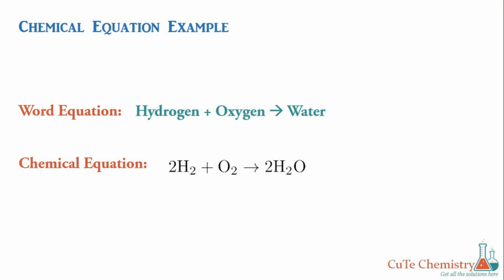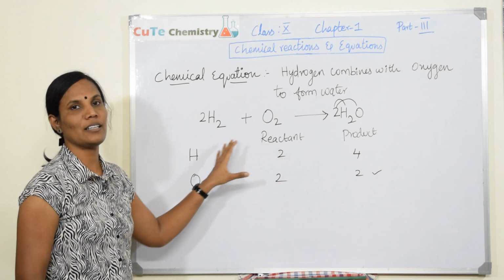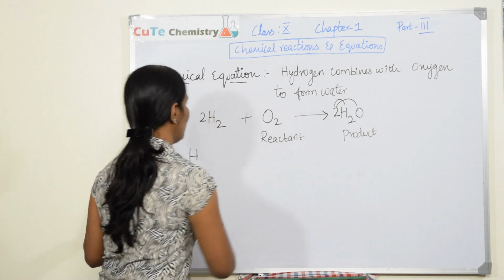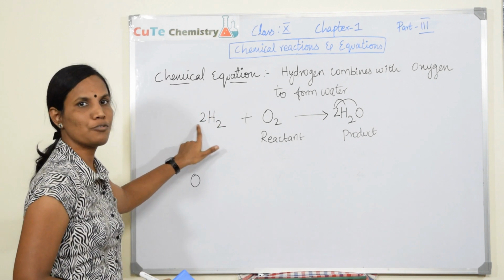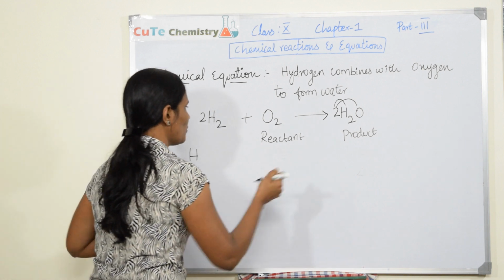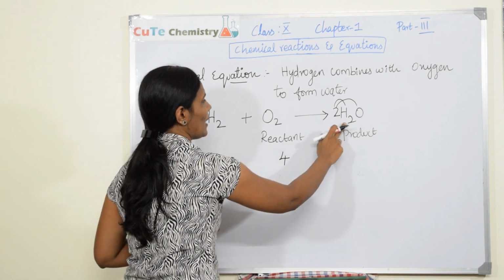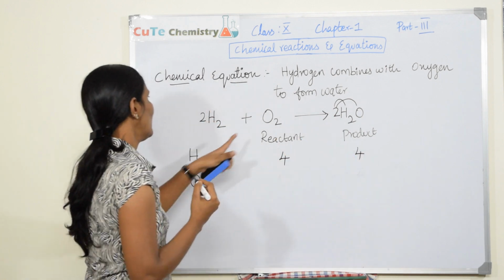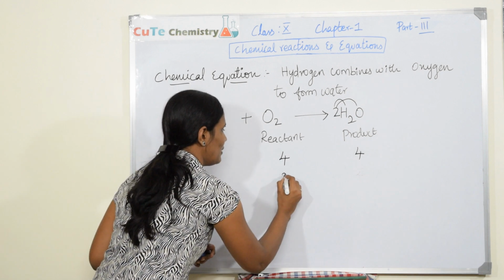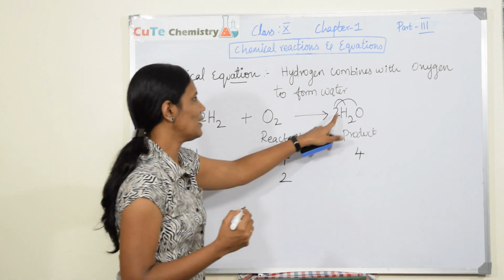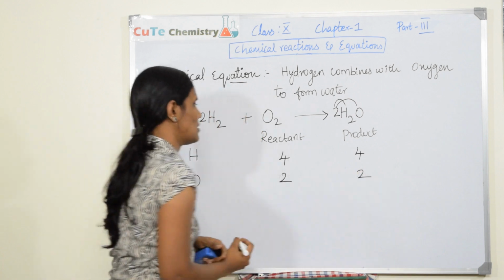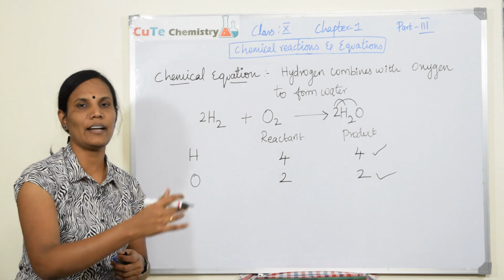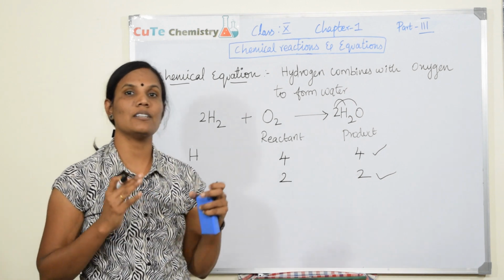After multiplying 2 for hydrogen, now we can check whether the equation is balanced or not. The number of hydrogen atoms involved in the reaction is now 4, so 2 into 2 is 4. Now we can check at the end of the reaction also. In the product side we have 4 hydrogen atoms. Oxygen, here in the reactant side we have only 2 oxygen atoms, and in the product side also we have 2 oxygen atoms. So hydrogen 4 and 4, and oxygen 2 and 2, in the reactant side as well as the product side. Now the equation is balanced.